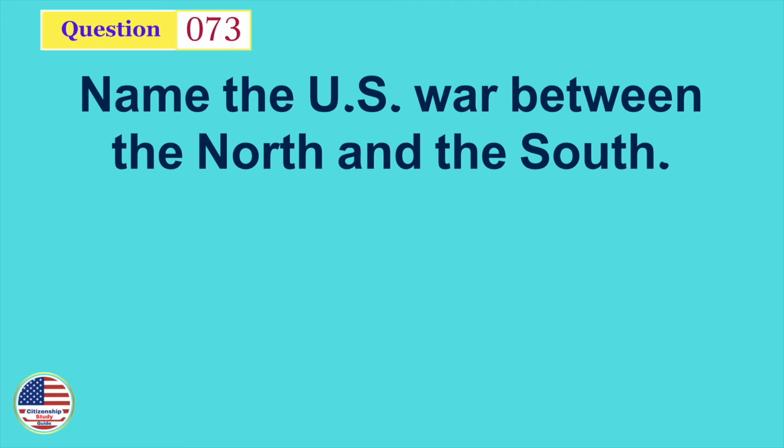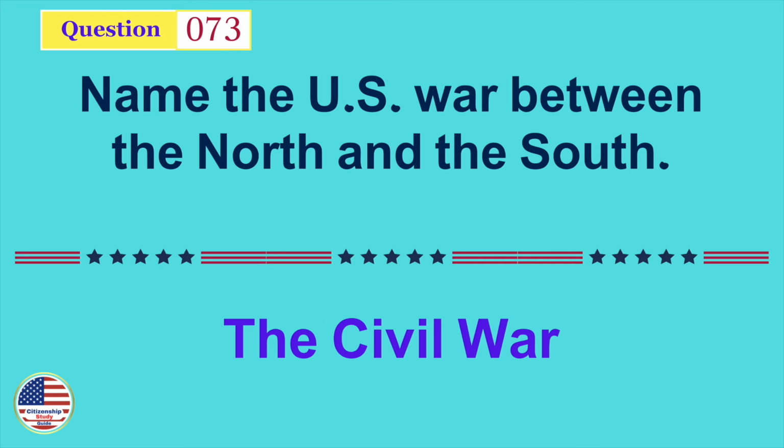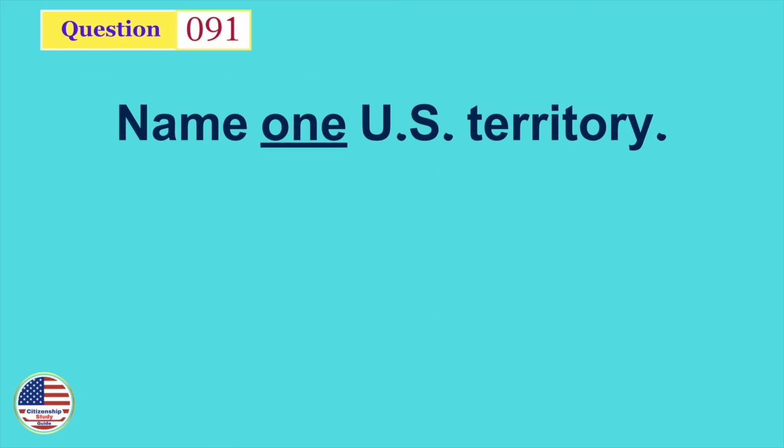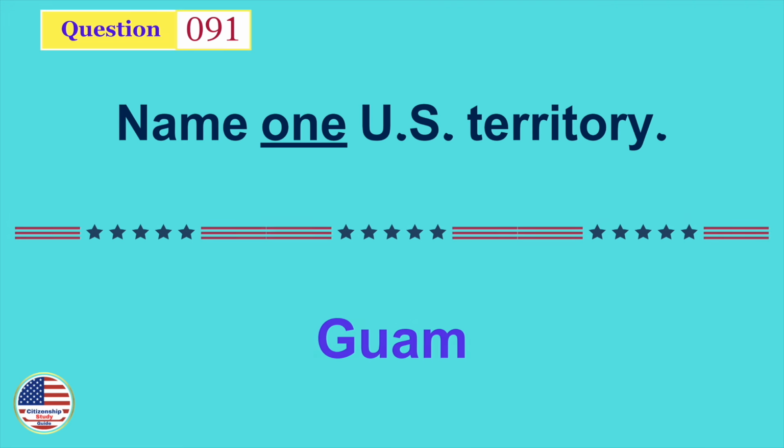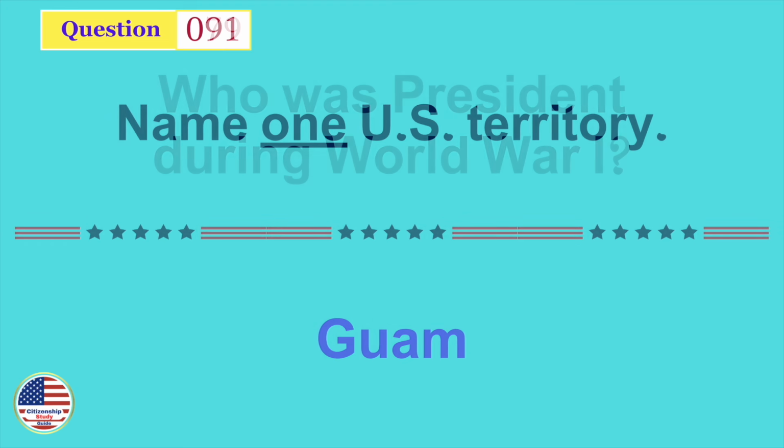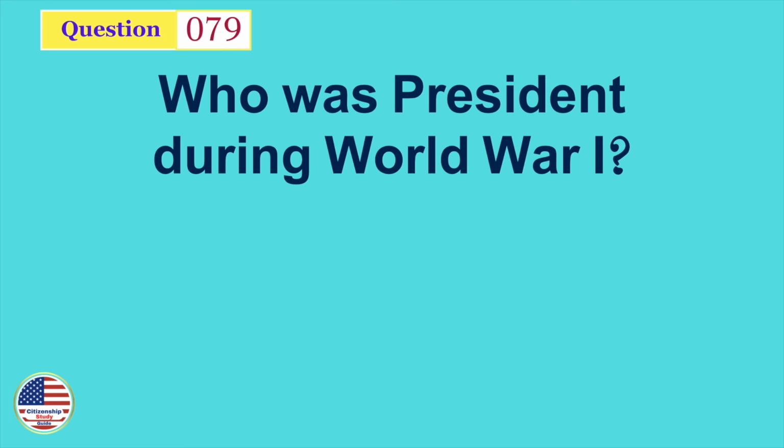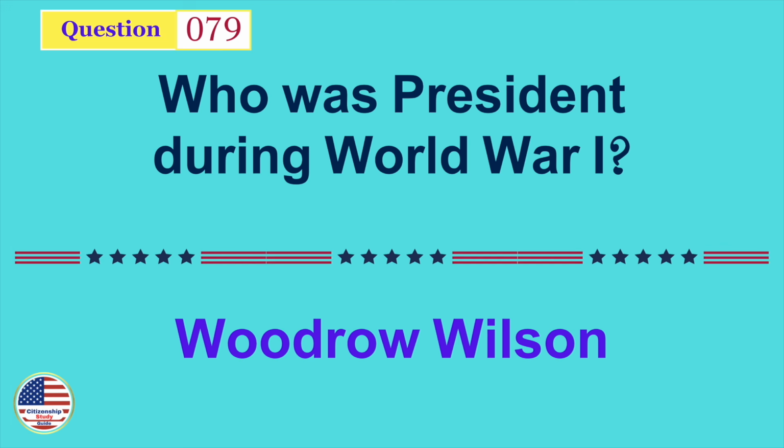Name the U.S. war between the North and the South. The Civil War. Name one U.S. territory. Guam. Who was president during World War I? Woodrow Wilson.